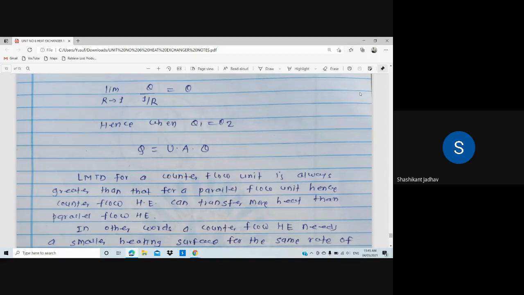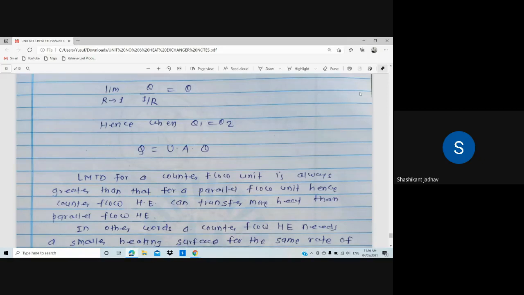नाहीतर जनरली आपण काय करतोय, Q = U × A × θm, आणि θm ची व्हॅल्यू (θ1 − θ2) / ln(θ1/θ2) अशी आपण यूज करतोय. पण जर θ1 आणि θ2 ह्या दोन्ही व्हॅल्यू सेम असतील तर त्या केसमध्ये ती व्हॅल्यू डायरेक्ट प्रोडक्ट मध्ये घ्यायच्या, म्हणजे Q = U × A × θ.